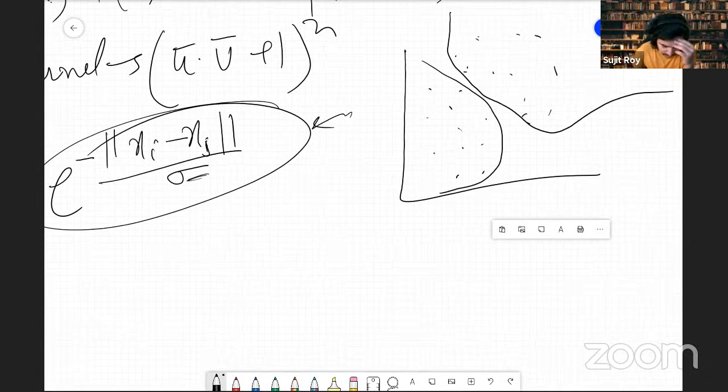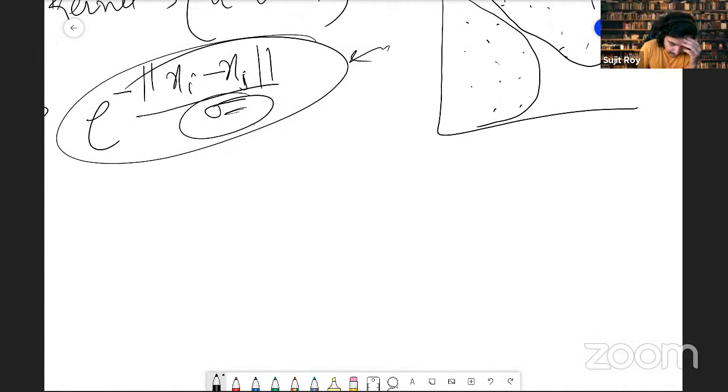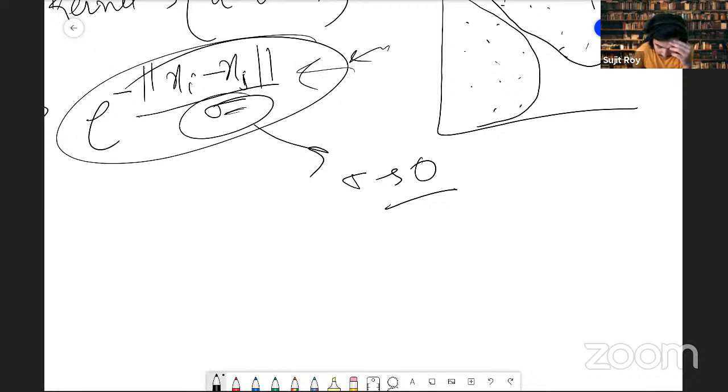One more thing: if your sigma is very small, which is like if sigma tends to 0, then this will go to infinity, and it will be a problem of overfitting.